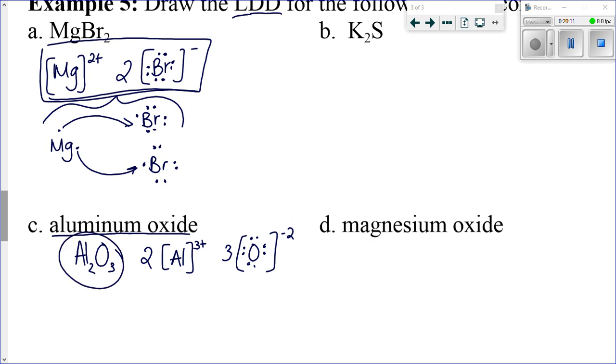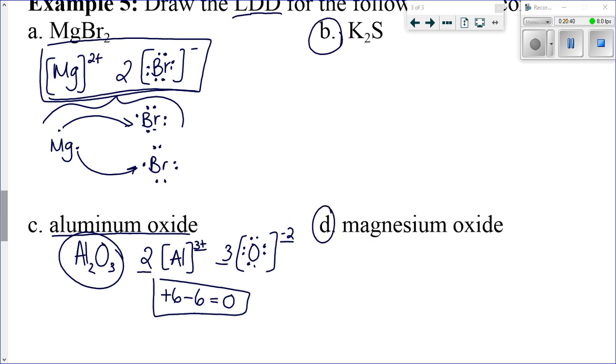So we can check the net charge of our Lewis dot diagram as well. 2 times positive 3 gives me positive 6. 3 times negative 2 gives me negative 6 for a net charge of 0. So this is another way to double check that you've drawn the correct Lewis dot diagram. I'm going to give you a moment. You're going to do B and D on your own, and then we'll take it back up when we're ready.